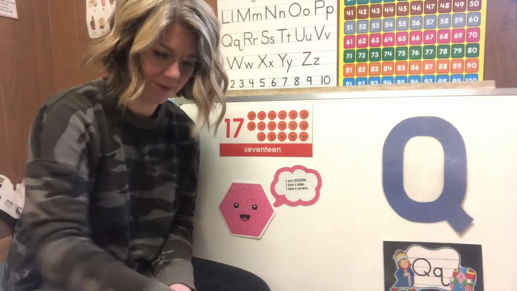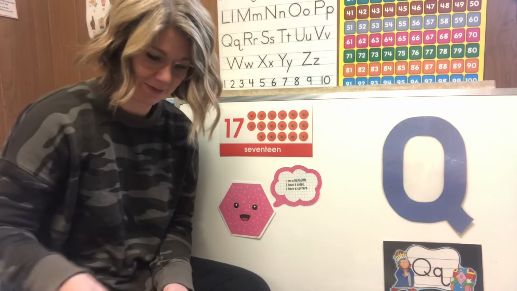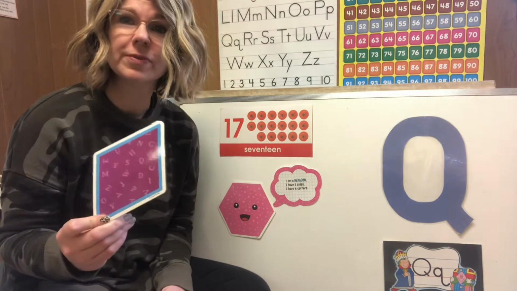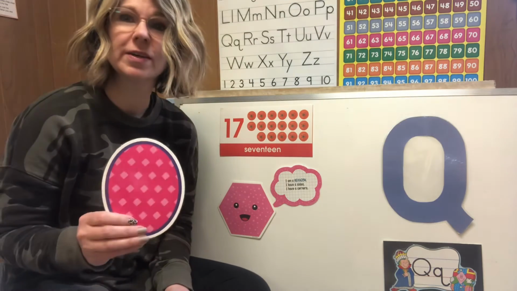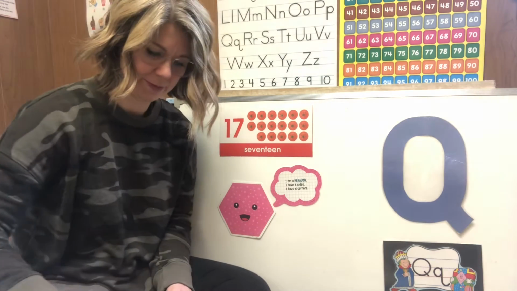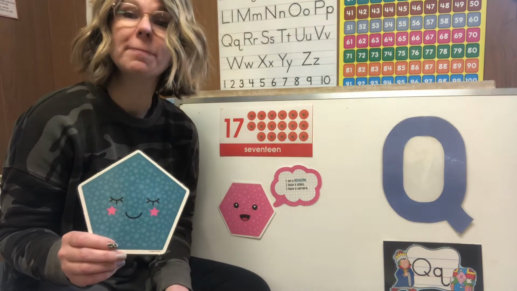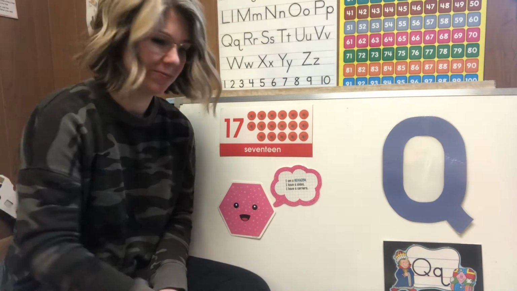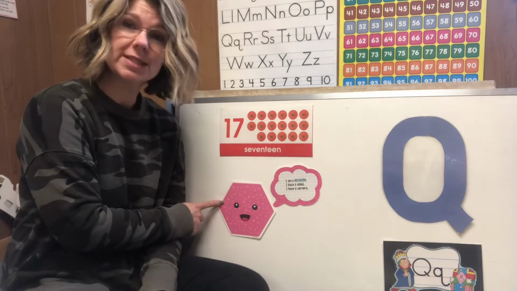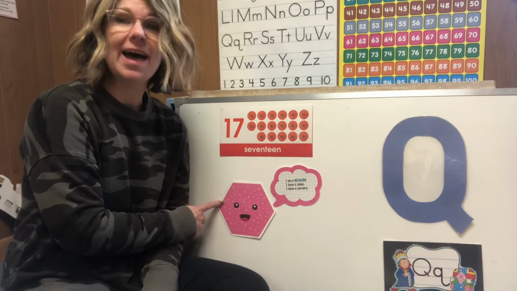Square, heart, rhombus or diamond, oval, pentagon, circle, and our new shape with 6 sides is a hexagon.